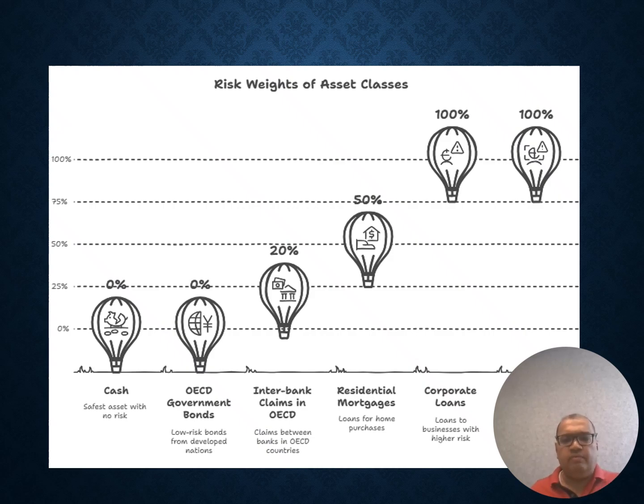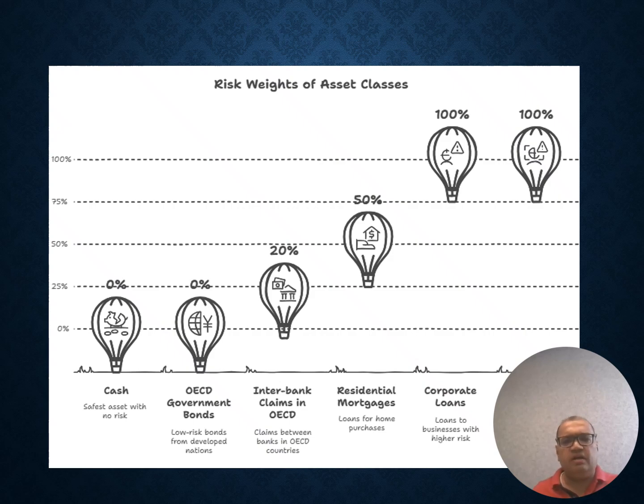Similarly, corporate loans are given 100%, and 50% for residential mortgages. For example, you give $100 million as a residential mortgage to some obligor, but it would be only 50% because you already have a residential mortgage as security. So instead of 100, you will count it as 100 into 50%, that is 50. 50 would be your risk weighted assets, of which you will keep 8%. 8% into 50, which is 4 million dollars, you will keep as the capital.